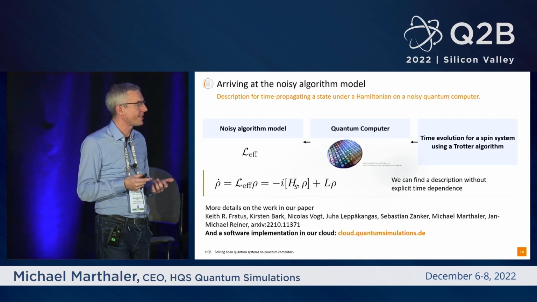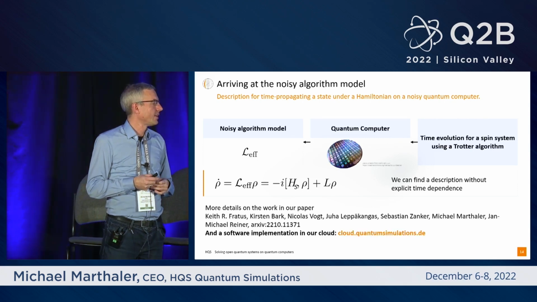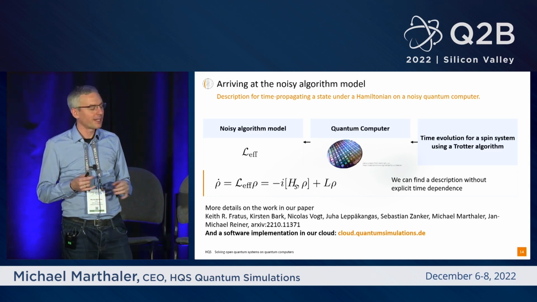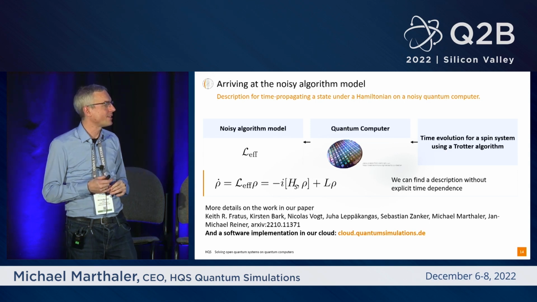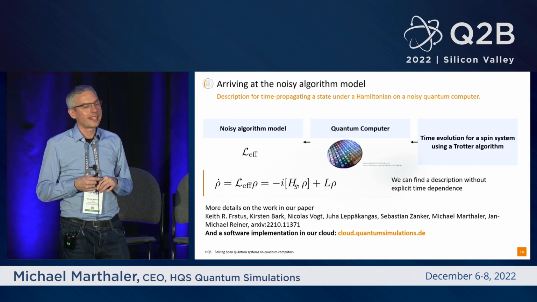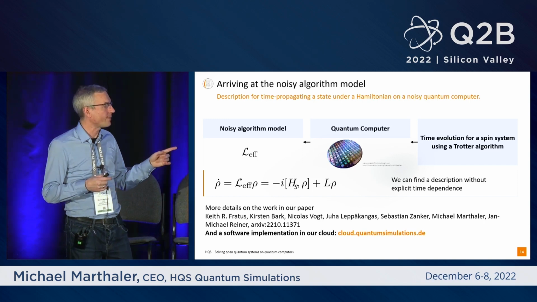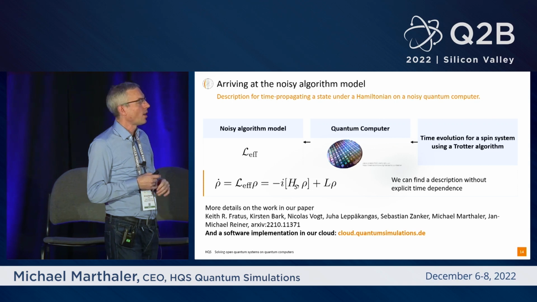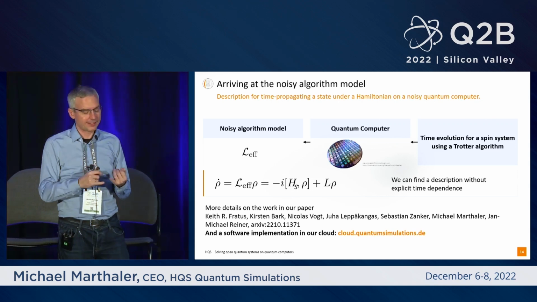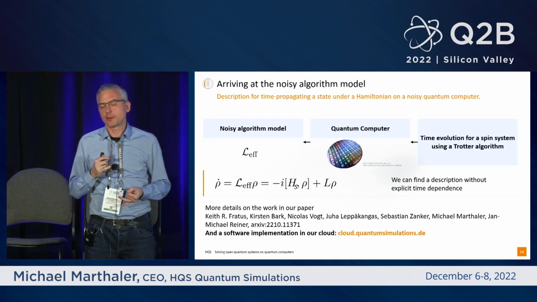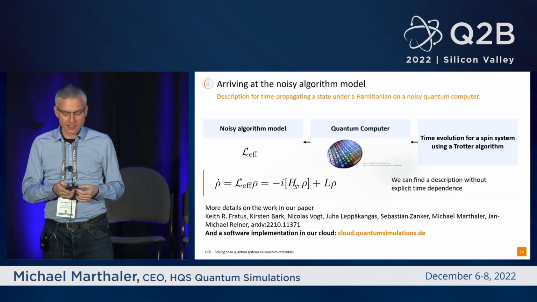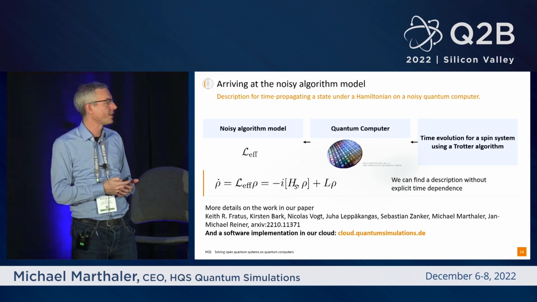And if you're interested in this, we actually have a paper on the arXiv on this, and instead of remembering the reference here, you can also just search for my name, Marthaler, on the arXiv. You will find the paper, and we have implemented this whole procedure also in our cloud, where you can, for example, say this is the Hamiltonian I want, these are the noise properties of the qubits, and the thing spits out the effective noisy algorithm model that describes the whole time evolution.